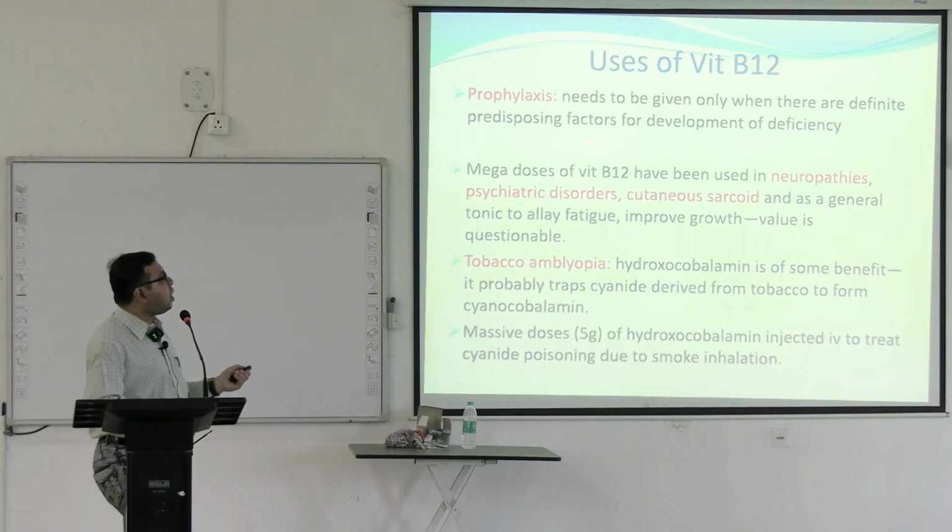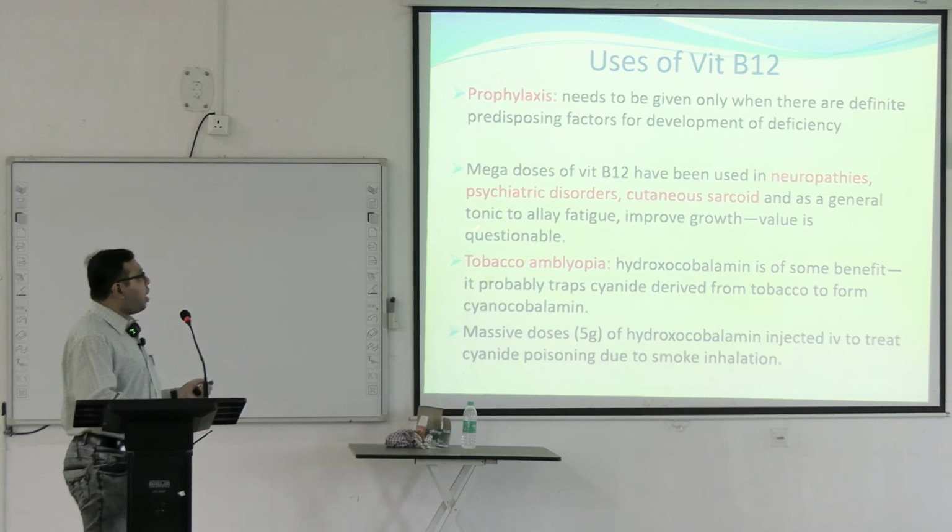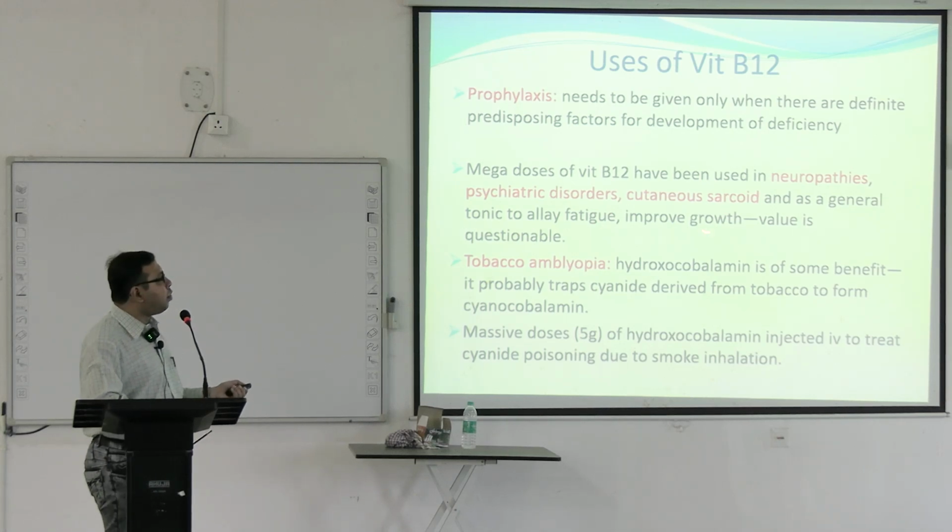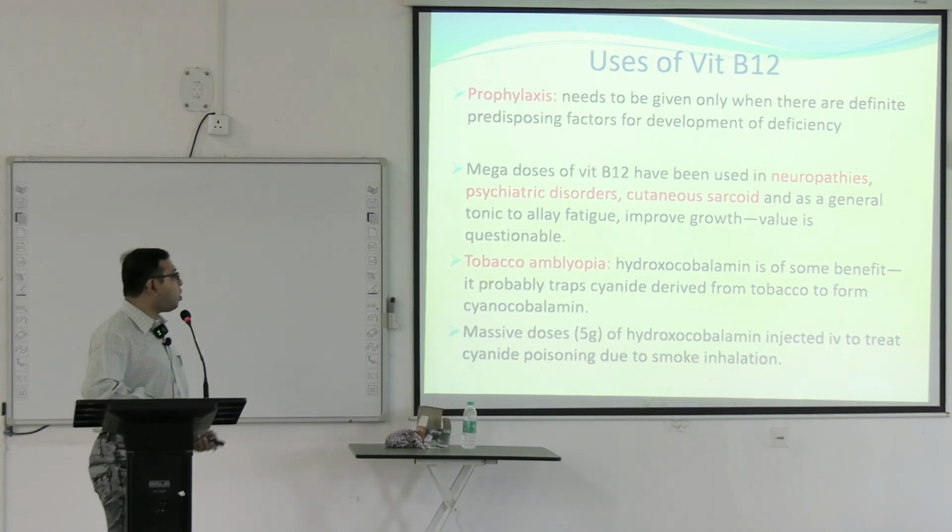Prophylaxis needs to be given when there are some definite predisposing factors for development of deficiency. Megadoses of the vitamin B12 have been tried in some neuropathies, psychiatric disorder, cutaneous sarcoid, sarcoidosis is a connective tissue disorder, and as a general tonic to allay fatigue, improve general well-being, but the value is questionable. So different trials are ongoing for this.